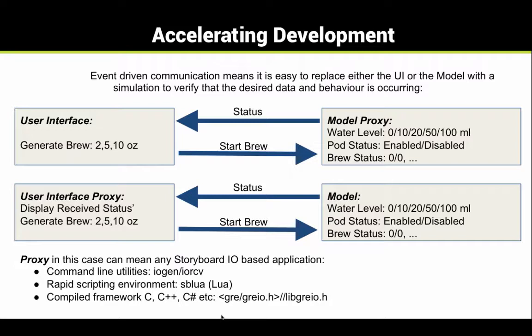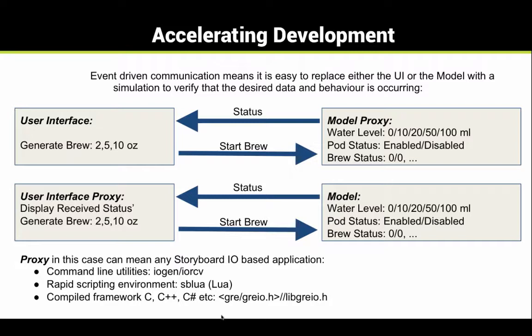In Storyboard 5.2, we started to enhance it with some additional features that allow you to more easily build these type of simulations. Because with Storyboard.io, it's a communication channel. It's not about the endpoints. It's about the fact that you're sending events out a communication channel, and there can be lots of different endpoints implemented for that communication channel. So what that really means is we're going to be building a user interface on our desktop. We can communicate that user interface's information and selection to something which is our model proxy.